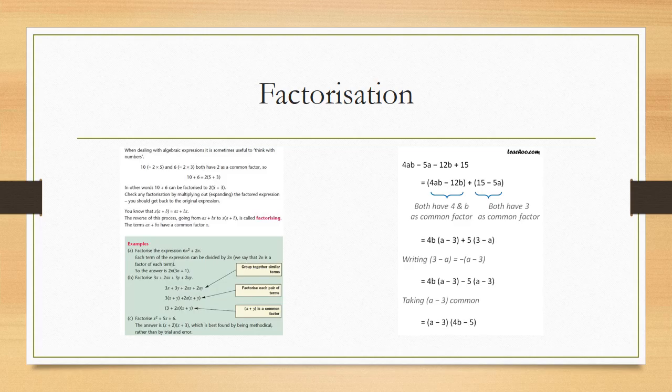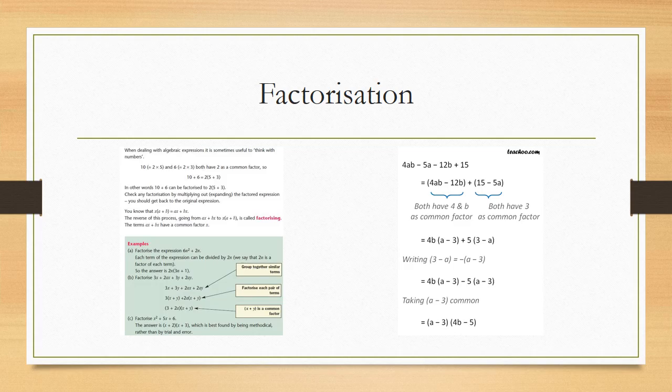4ab minus 12b both have 4 and b as their common factor, and 15 and minus 5a both have 5 as their common factor. So we take the common factor out, 4b, and in the bracket we get a minus 3 plus 5 into 3 minus a. Writing 3 minus a as minus a minus 3, we get 4b into a minus 3 minus 5 into a minus 3. So taking a minus 3 common, we get a minus 3 into 4b minus 5.